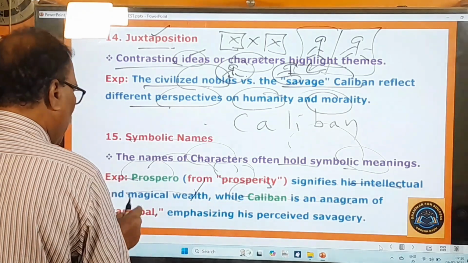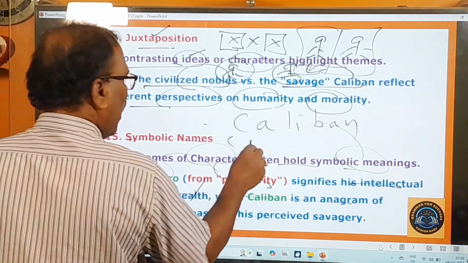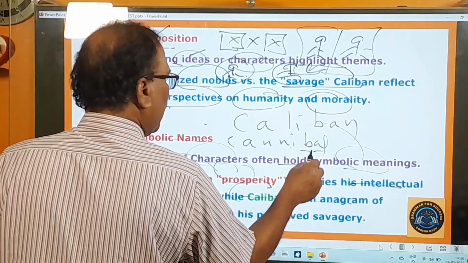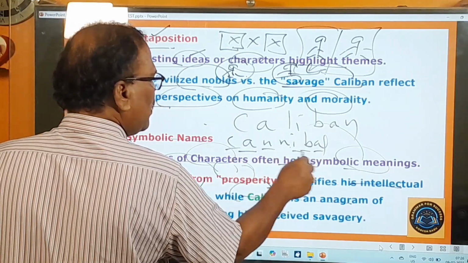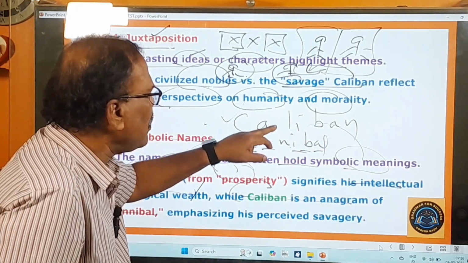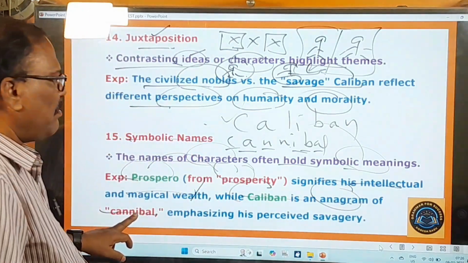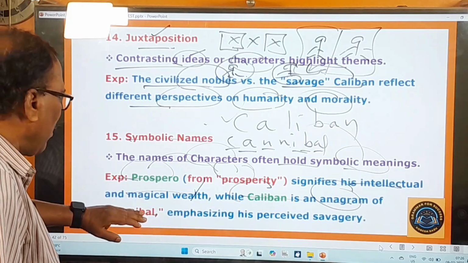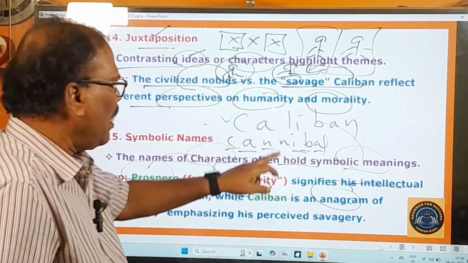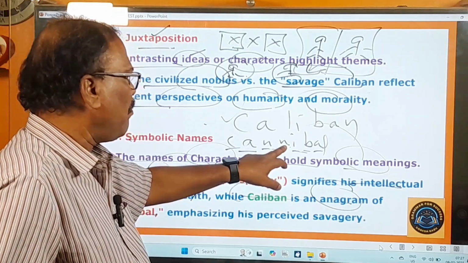Caliban is the anagram of cannibal, meaning this word is taken from that one. Here the letters are rearranged: cannibal, Caliban. B is taken, A is taken, A is taken, N is taken, C is taken. If the order of these letters is changed, you can get this name, Caliban. That's why Caliban is the anagram of cannibal. Caliban has come from the rearrangement of the letters in the word cannibal. You just check at home. Cannibal has one extra N, that's all, everything else is the same.